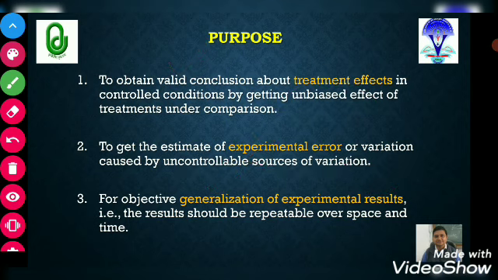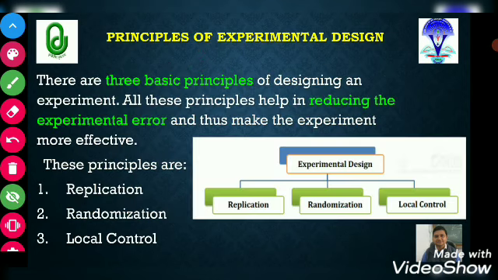Then next are the principles of design of experiment. So what are the principles of design of experiment? There are three basic principles of design of an experiment. All these principles help in reducing the experimental error. So the purpose of the principles of design of experiment is to reduce the error. We will see in the next few lectures how important experimental error is. Many a time we want to reduce the experimental error, and for that we have to apply the principles of design of experiment.